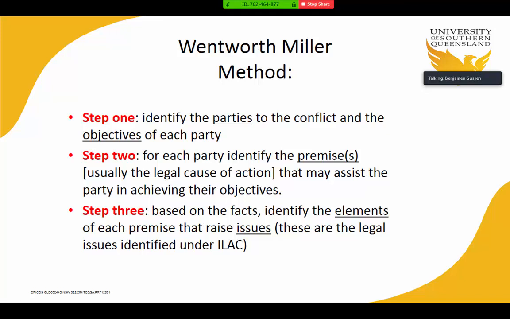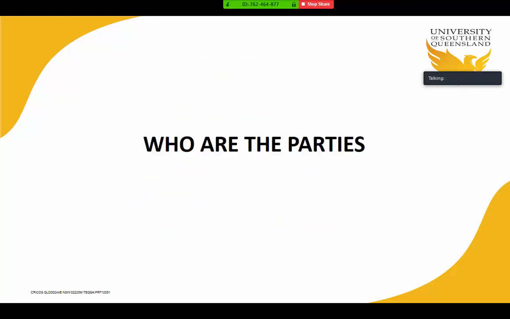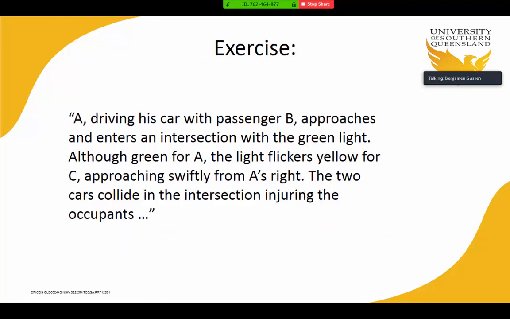All right, so let's look at this Wentworth-Miller in more detail. Today, we're going to focus on step one. Step one is to identify the parties to the conflict and the objectives of each party. Step two is to look at the premises. So this is the legal theory. Step three is to identify the legal issues that arise from these elements based on the facts. Okay? So let's get an example. Let's look at an example and see how it applies.